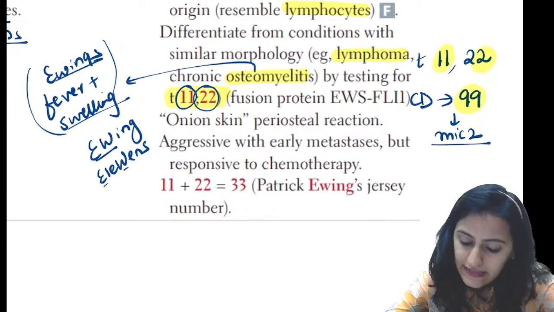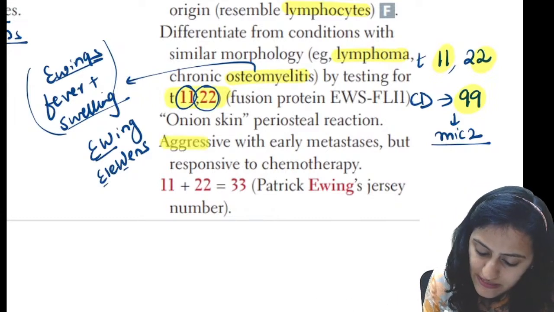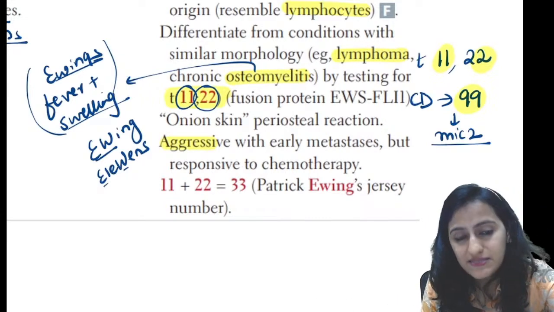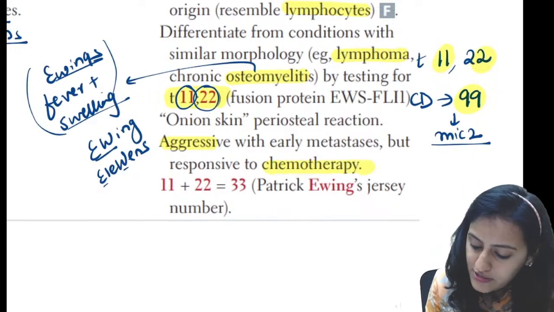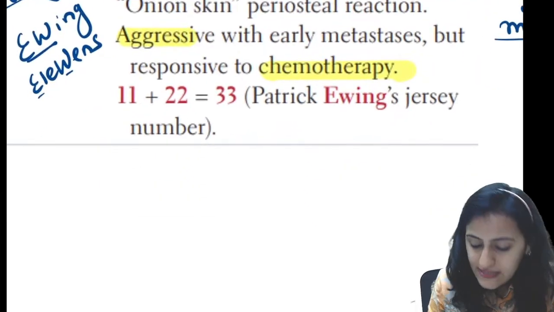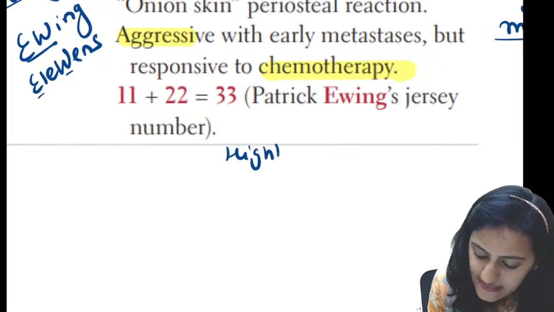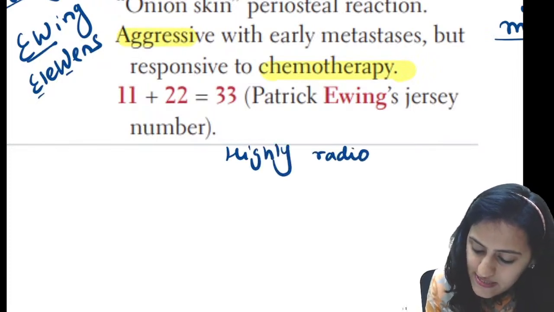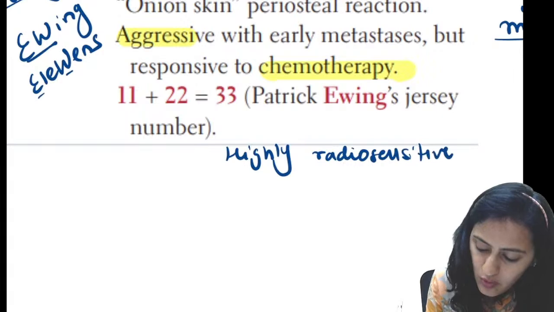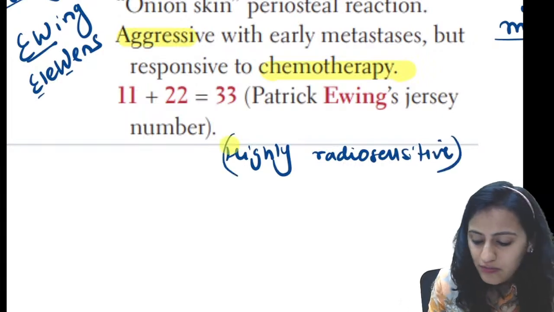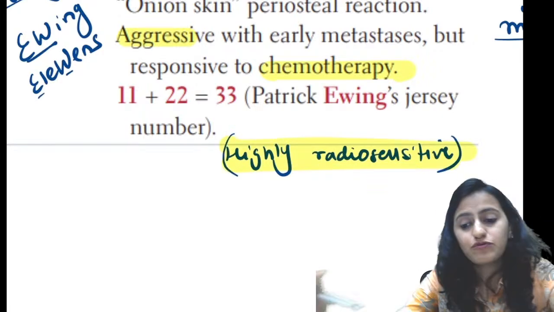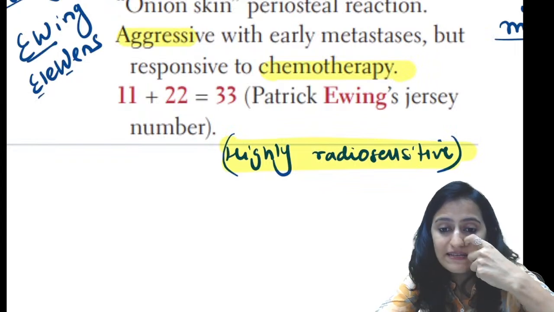Okay. And this is an aggressive tumor. It's a malignant tumor. Early metastasis is there. But remember, it responds to chemotherapy. And this is highly radiosensitive also. Which is the most radiosensitive bone tumor? Ewing's sarcoma is highly radiosensitive also. Okay, remember that. It is highly radiosensitive.